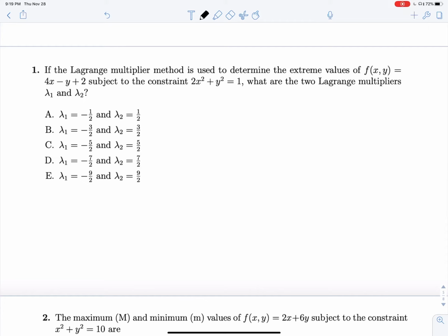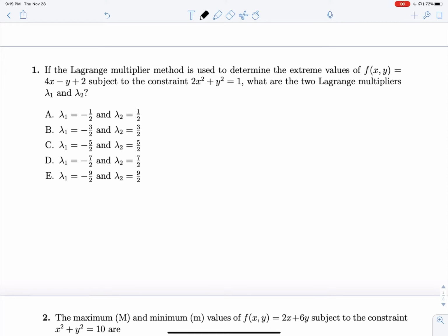Okay, if the Lagrange multiplier method is used to determine the extreme values of f of x and y subject to that constraint, what are the Lagrange multipliers? Lambda 1 and lambda 2. This is the only time they've ever asked this kind of question where we're actually told to find the, I guess they're calling them the Lagrange multipliers. I just think of them as lambda, the lambdas, but I guess that's technically correct.